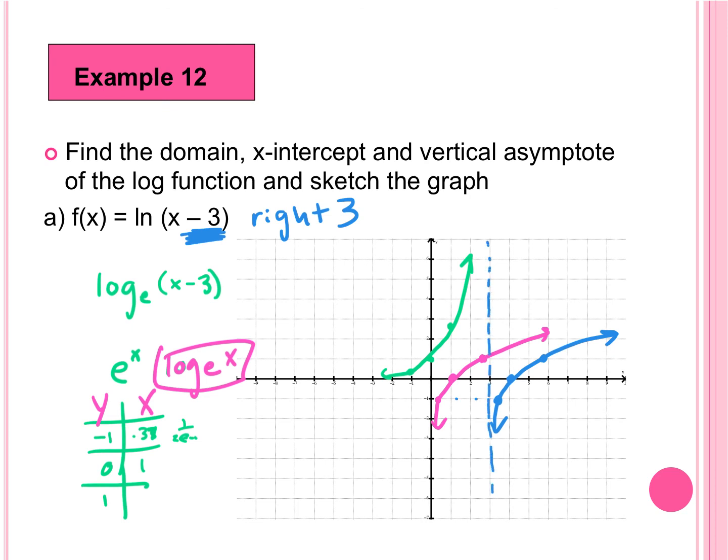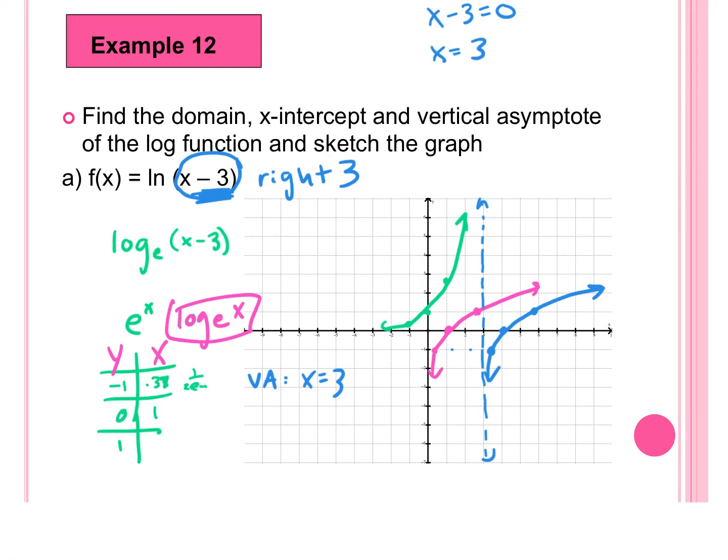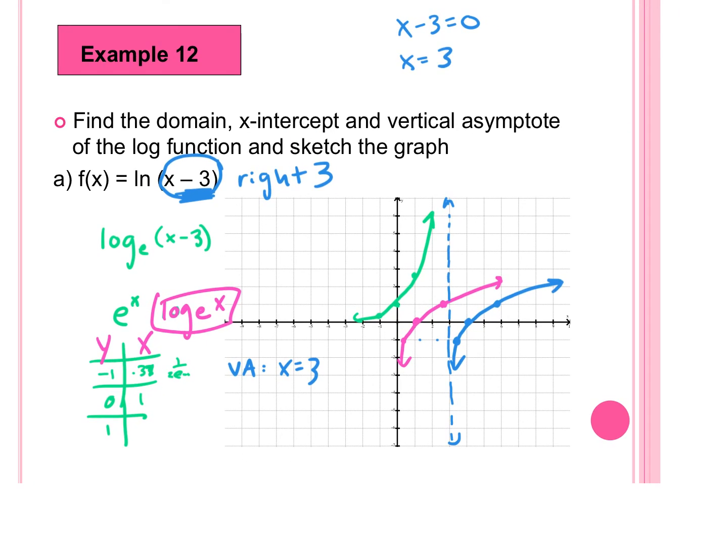So my vertical asymptote, I would find it the same way that I found in the log function. So set whatever's in your parentheses equal to 0. So x minus 3 equals 0. X is equal to 3. So that is my vertical asymptote. So our graph shifted to the right 3. So instead of my vertical asymptote being at 0, I just shifted it to the right 3. Because my whole graph shifted to the right 3, so the asymptote shifted with it.